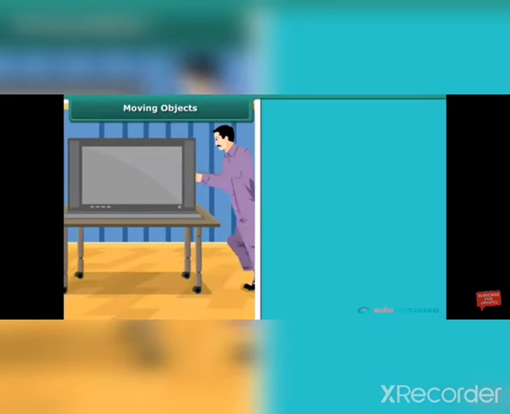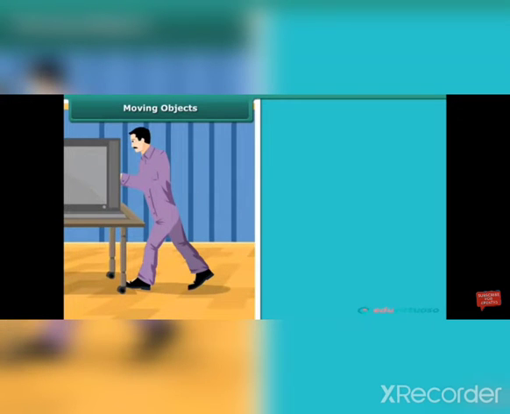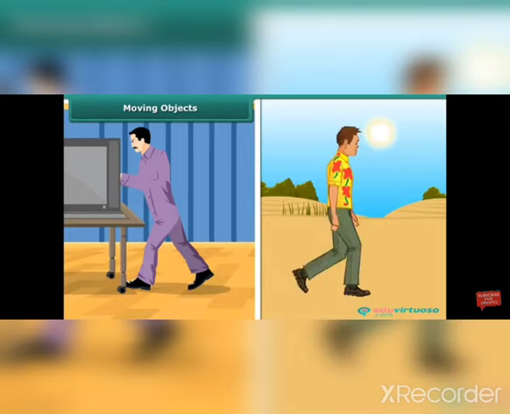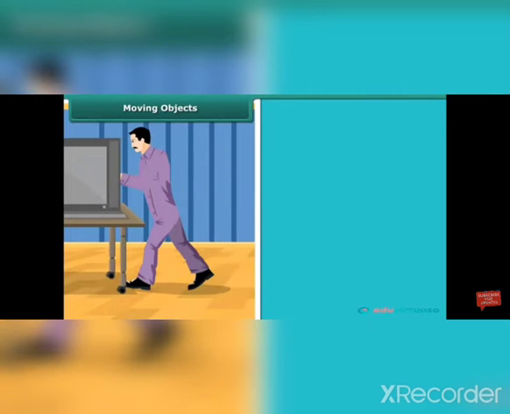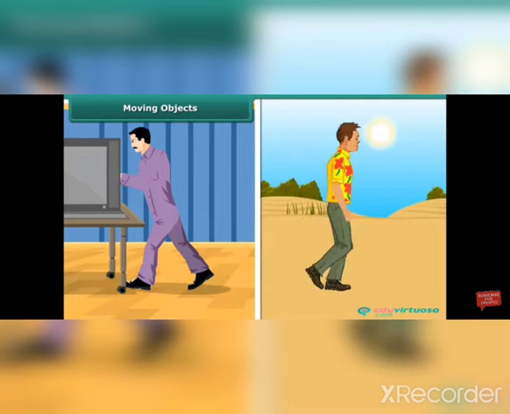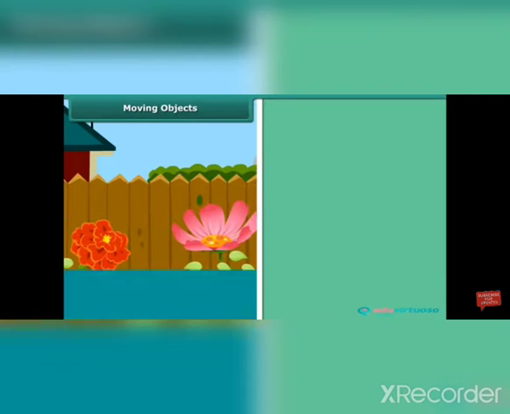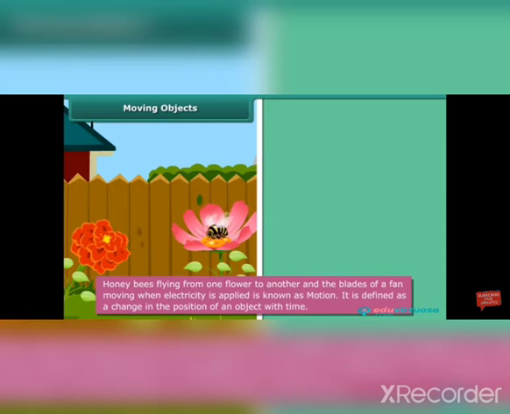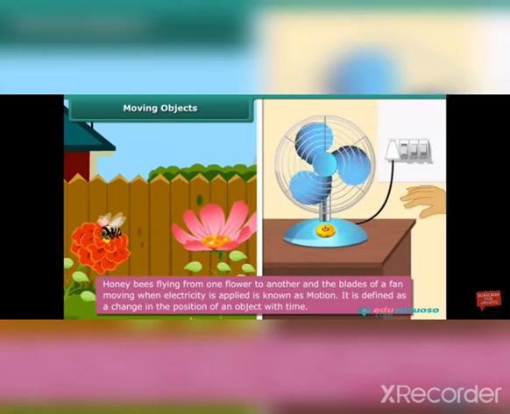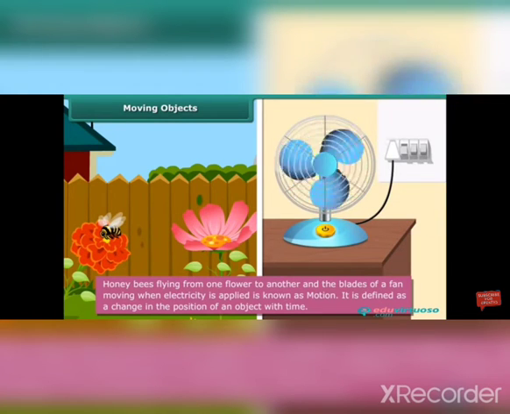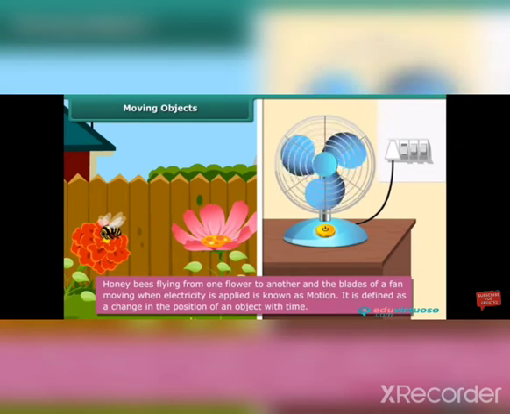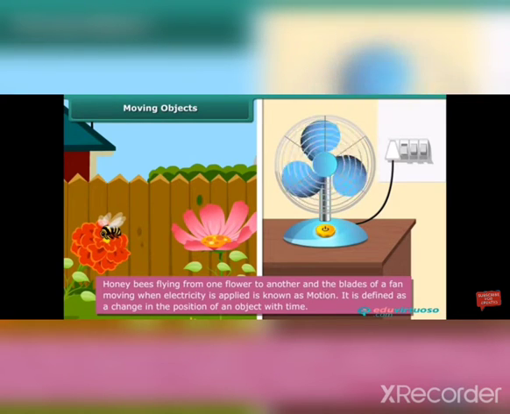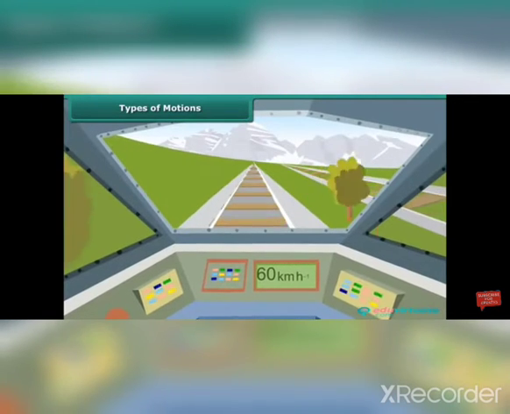Moving objects. For example, we are moving a table along with a TV, a man walking on a ground, a bee moving towards a flower, honeybees flying from one flower to another, and the blades of a fan moving when electricity is applied is known as motion. It is defined as a change in the position of an object with time.